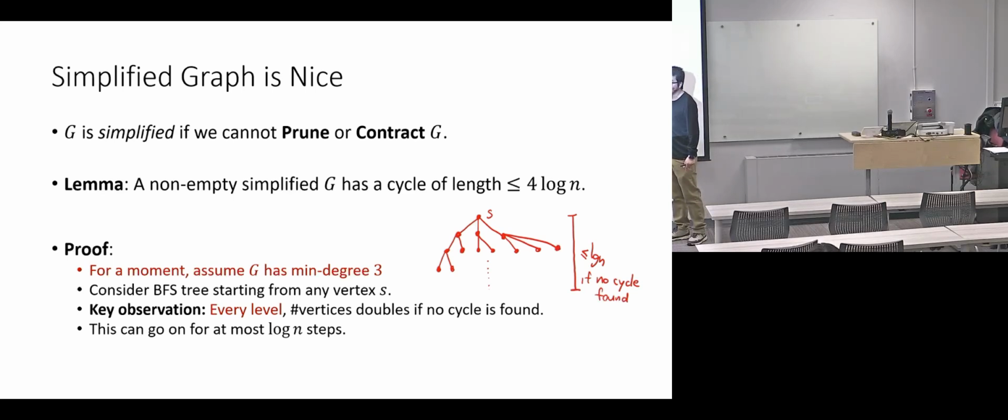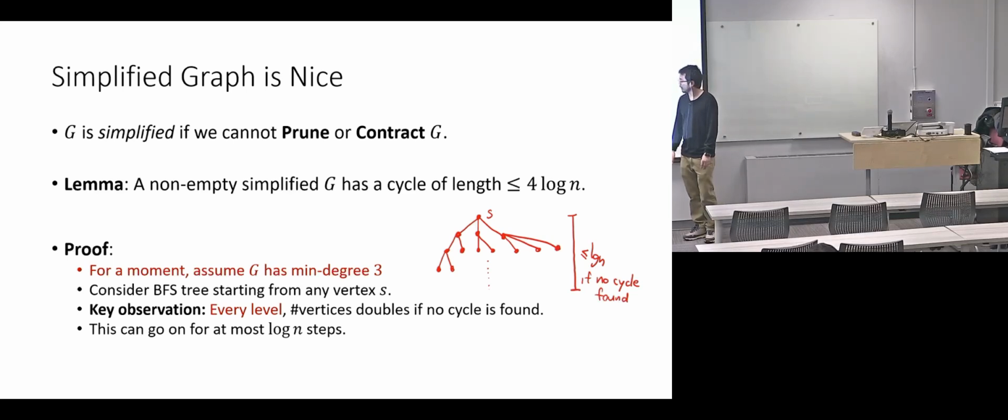For each step, if I have no cycle so far, then I just keep growing this tree. If I find a cycle, then I'm done. But let's say I don't get any cycle. Then on each level, the number of vertices will double, because each vertex has at least 2 children.